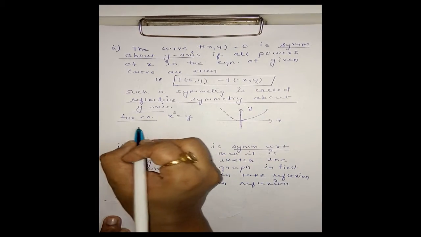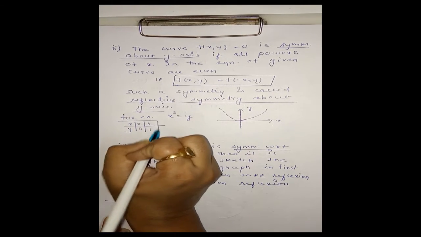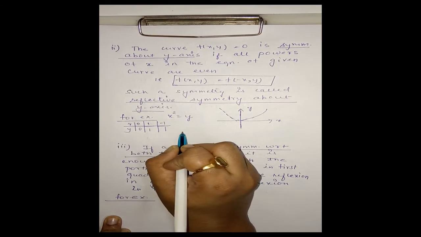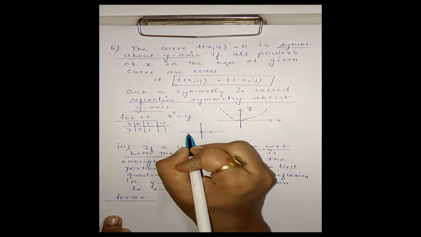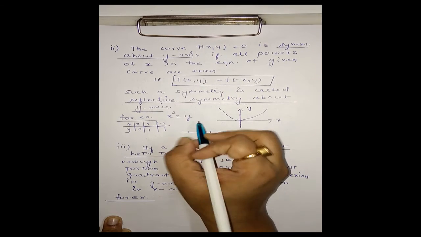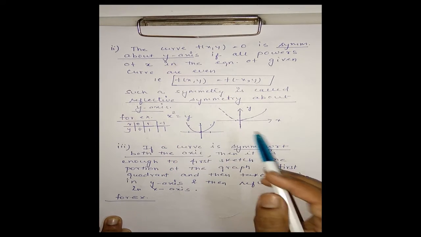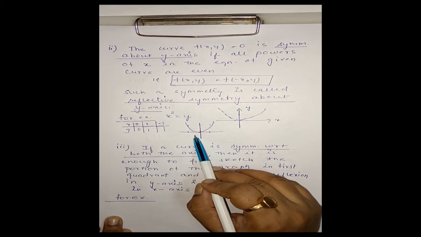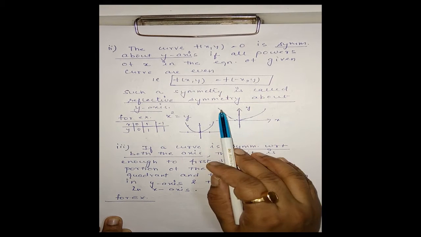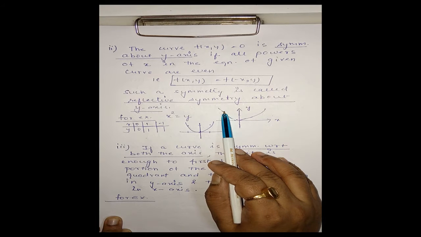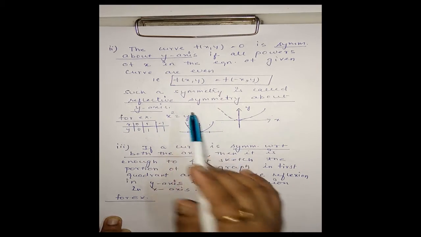If I give values to x and y: (0, 0), (1, 1), (-1, 1). Then this is 0, and 1 and -1. This is 1. We are getting the graph of this form. In order to trace a curve of this form, it is enough to sketch the portion of the graph on the right hand side of the y-axis and then take its reflection with respect to the y-axis, that is, on the left hand side of the y-axis. This is reflective symmetry about the y-axis.